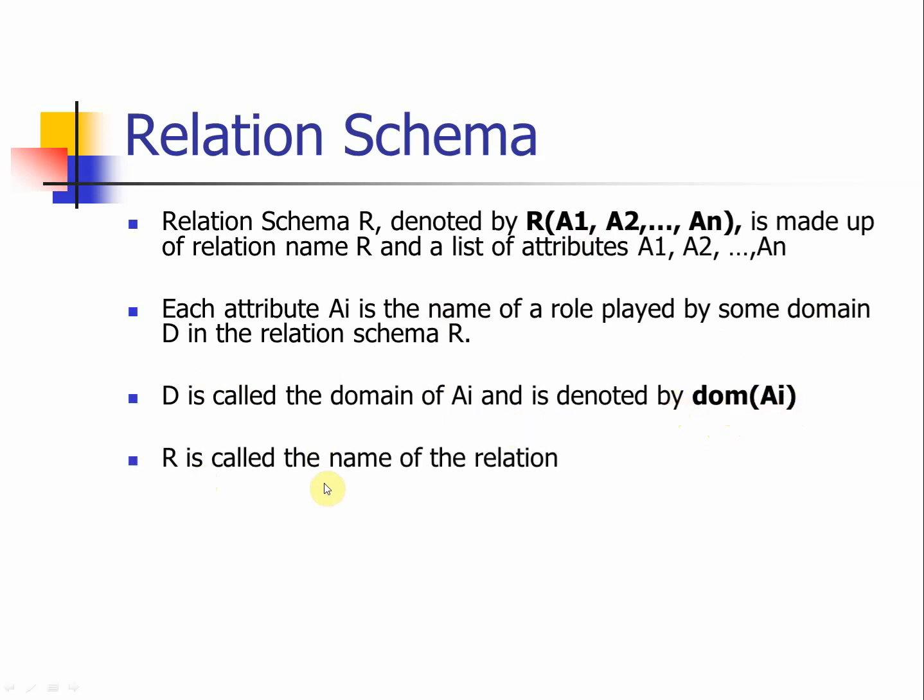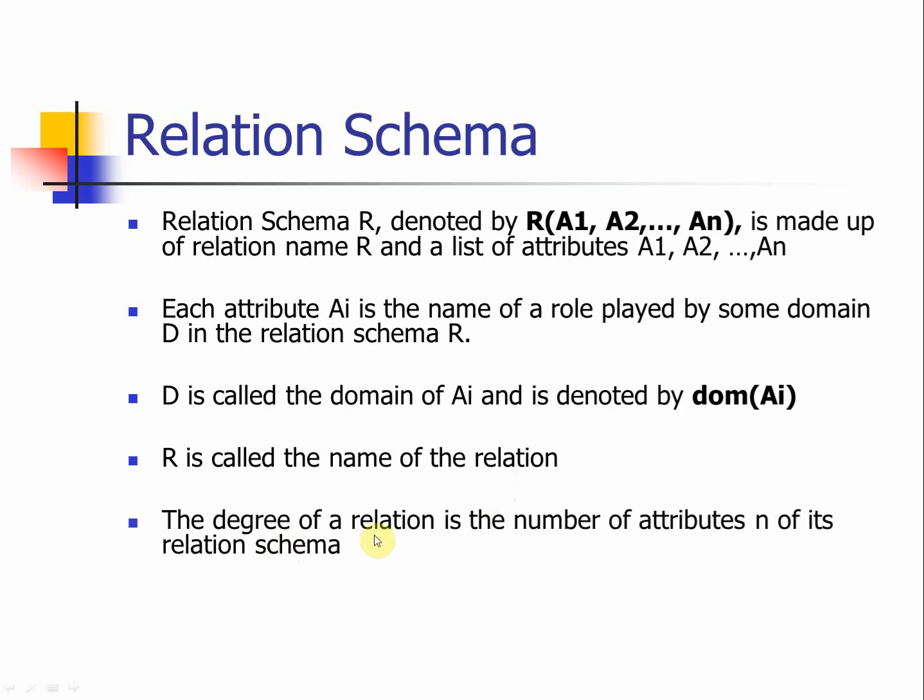So R again is called the relation. The degree of the relation is the number of attributes. So basically in the student example again, the student relation has 7 attributes. So the degree for the student table is 7.